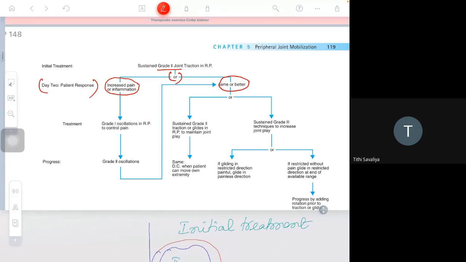So the further treatment after the initial treatment, now it is progress. You are progressing to the next level. Further treatment depends on the response of the patient. That is day 2 treatment. It depends on the response of the patient. So we discussed there are three possibilities. What is the response? Pain is increased. First we will discuss, if pain is increased, then how you will progress.